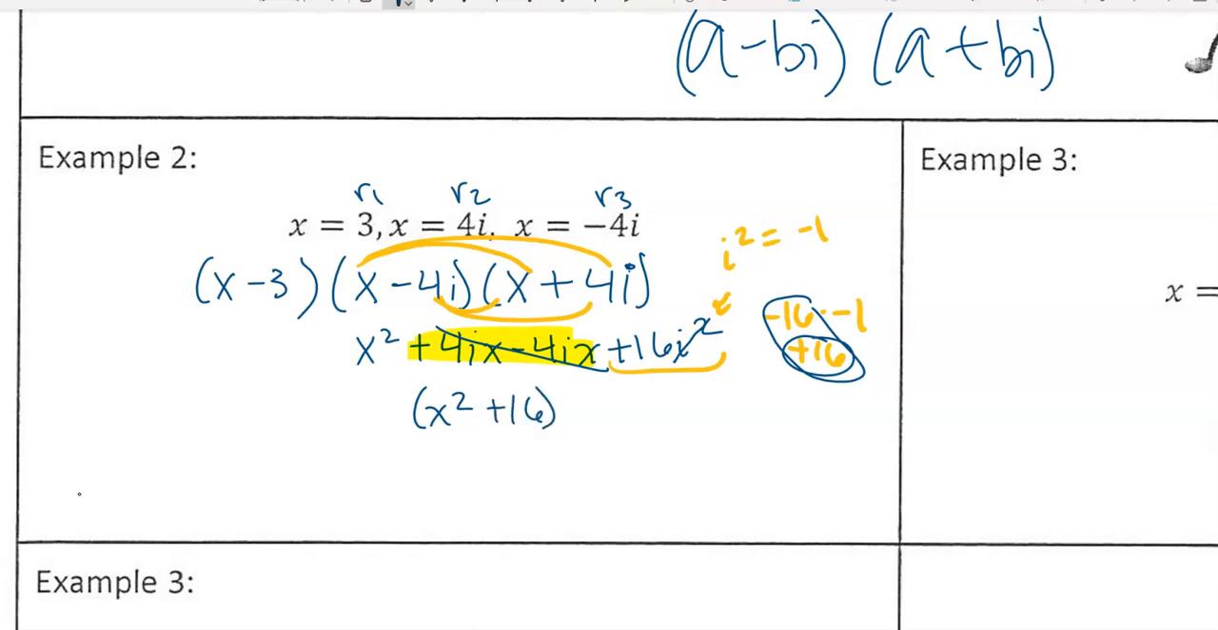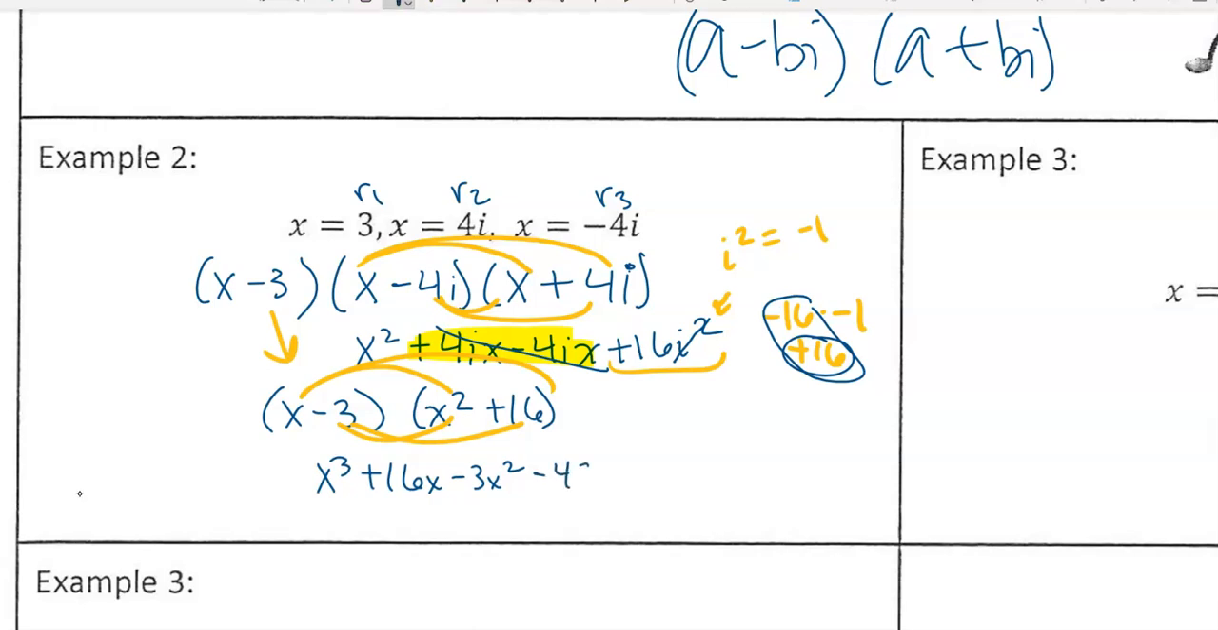Okay, now we've done those two, so we need to bring down the x minus 3 and multiply that out as well. x times x squared is x cubed. x times 16 is 16x. Negative 3 times x squared is negative 3x squared. And negative 3 times 16, 16 and 16 is 32, plus 16 is going to be 48, so negative 48.